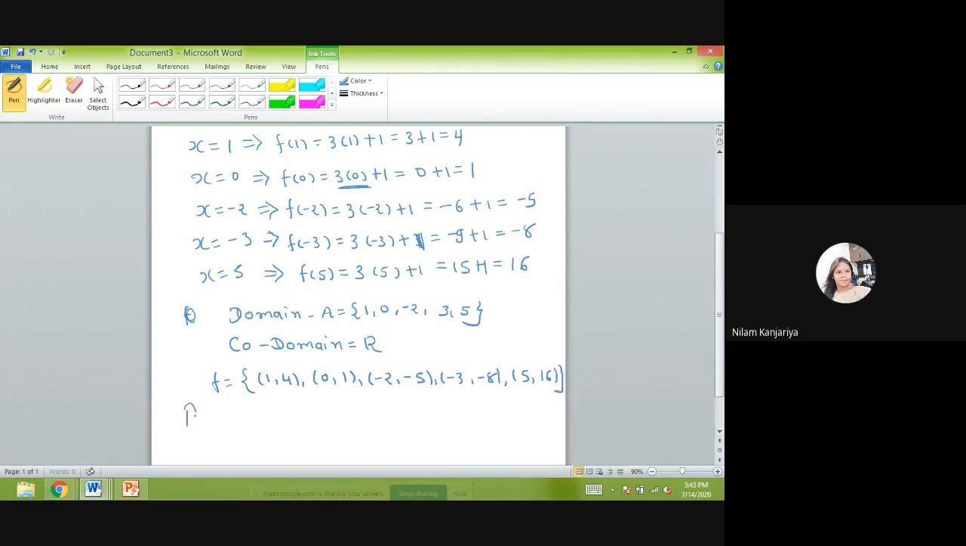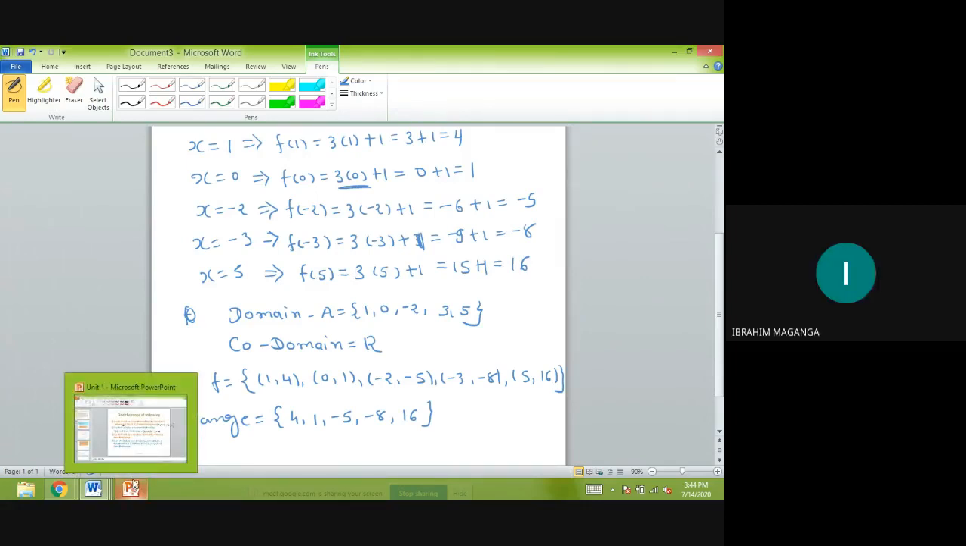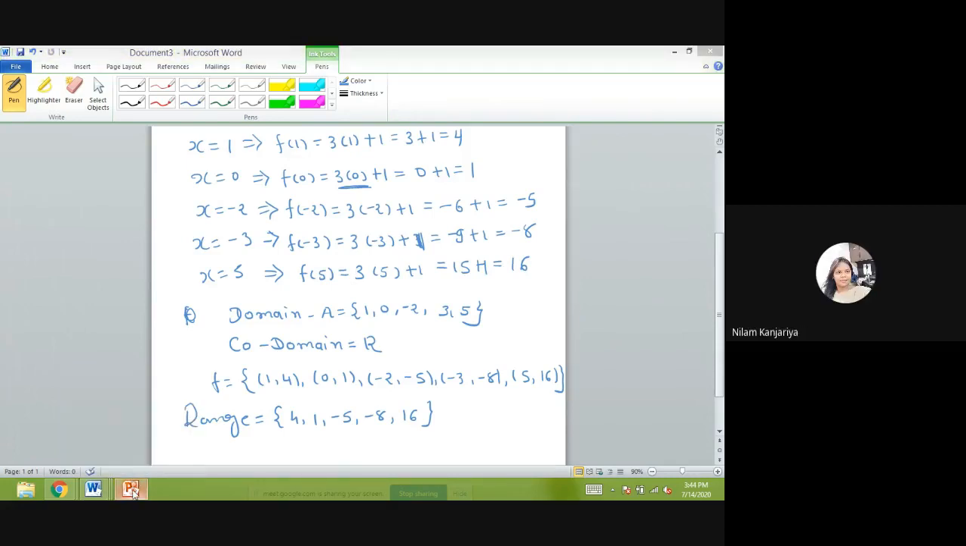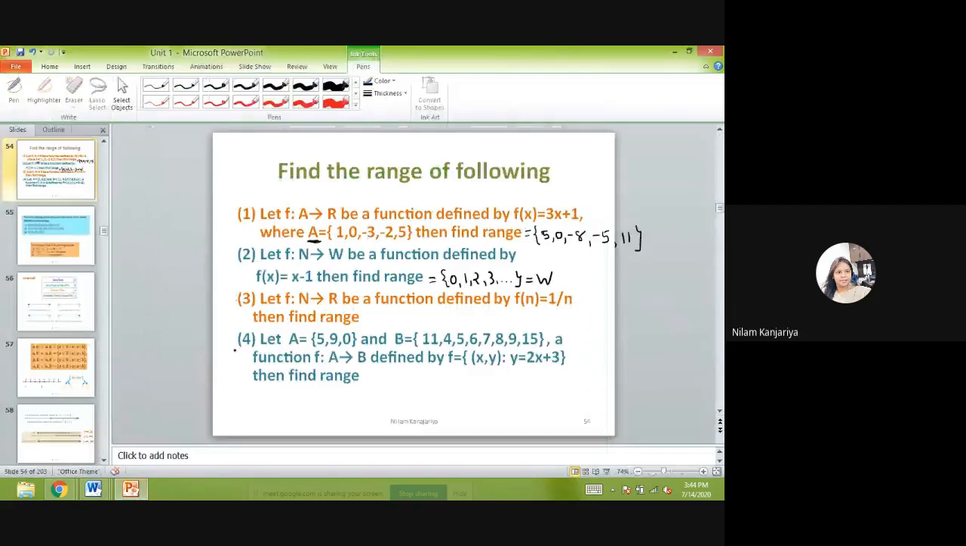And what is the range? The range is 4, 1, negative 5, negative 8, 16. So it is the answer of the first question. You write this one. I made some mistake, okay, no problem. But now you understand. Then you can give the answer of the last question.